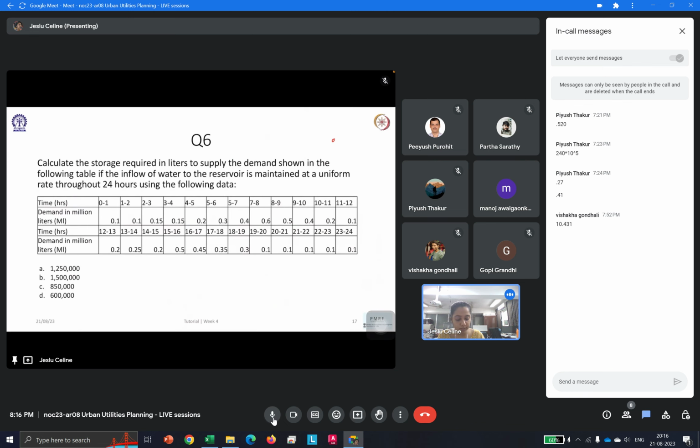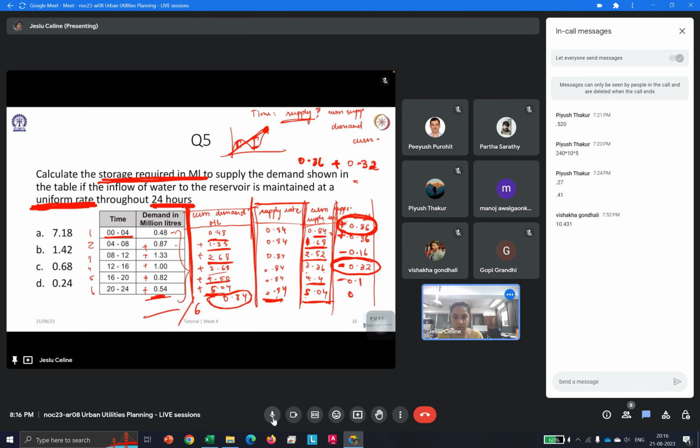So how much does 0.36 plus 0.32 work out to? 0.68. 0.68 million liters. So that's the answer. Option C, 0.68 million liters. Any doubts in this question? Okay. So if that's the case, we can proceed to the next question.